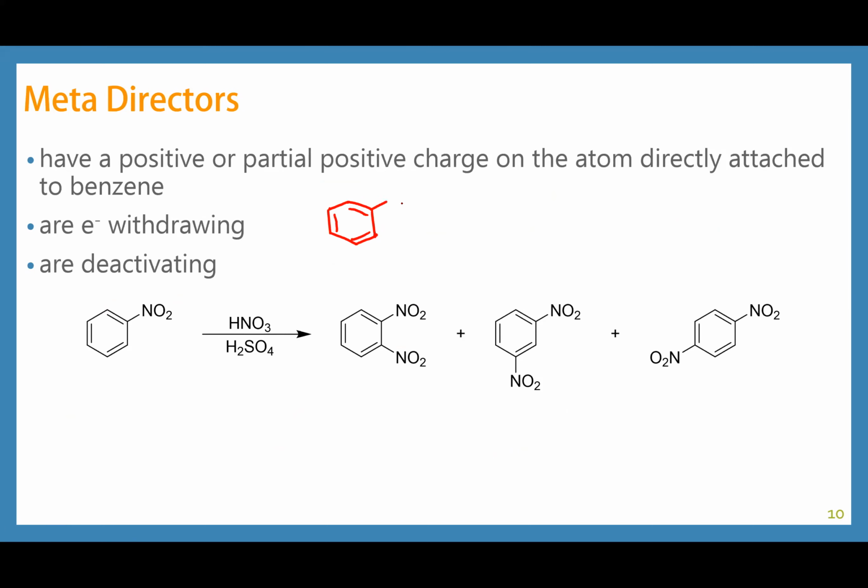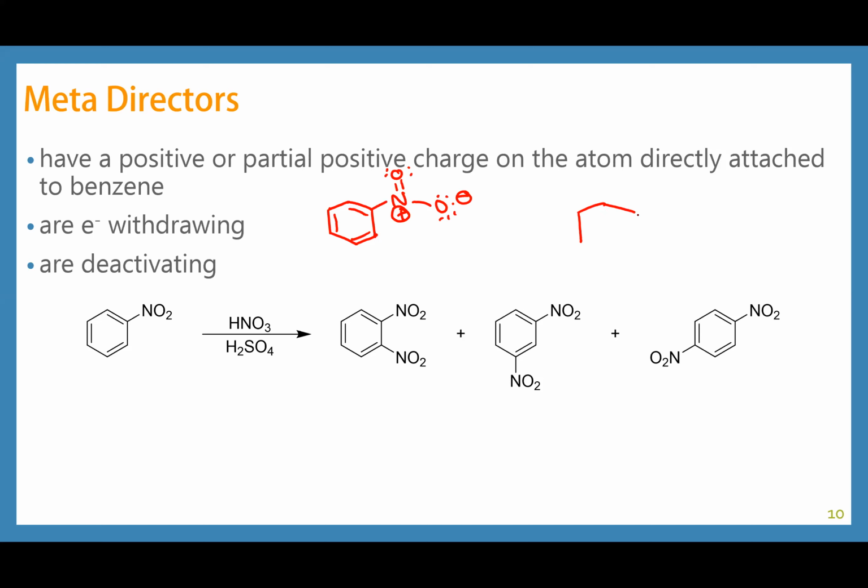So the nitro group, people often forget the structure of this, but the nitro group actually has a positive charge on the nitrogen. So you have a negative charge on one of the oxygens and a positive on the nitrogen. That makes it a meta director because you have that positive charge on the atom directly attached to benzene.